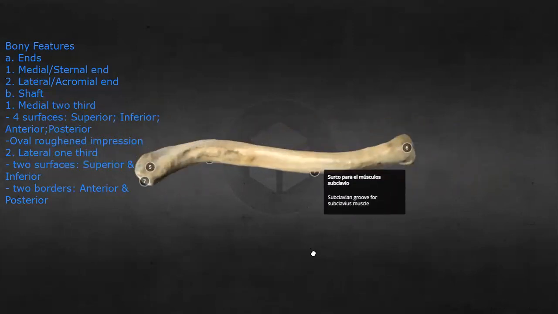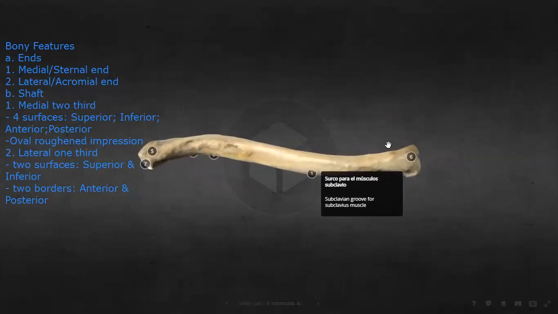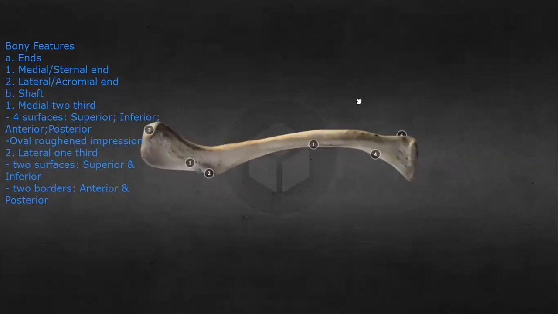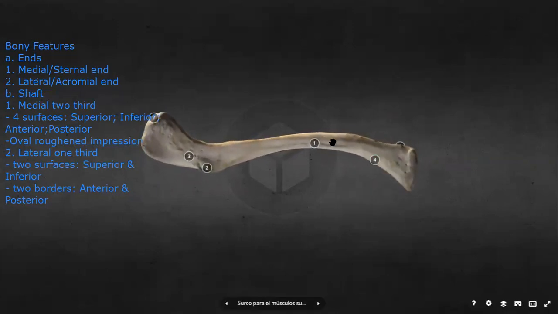On the anterior surface and superior surface, where the muscles are attached and ligaments of the respective joints are attached, those areas are roughened. Rest of the areas on those surfaces are smooth. Same is the case with posterior surface. However, there are certain landmarks on the inferior surface of both medial two-third and lateral one-third.